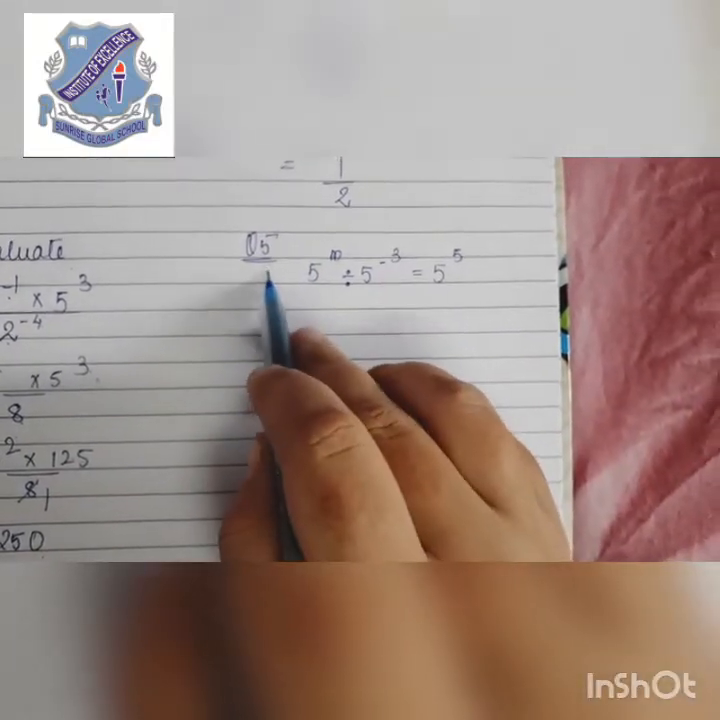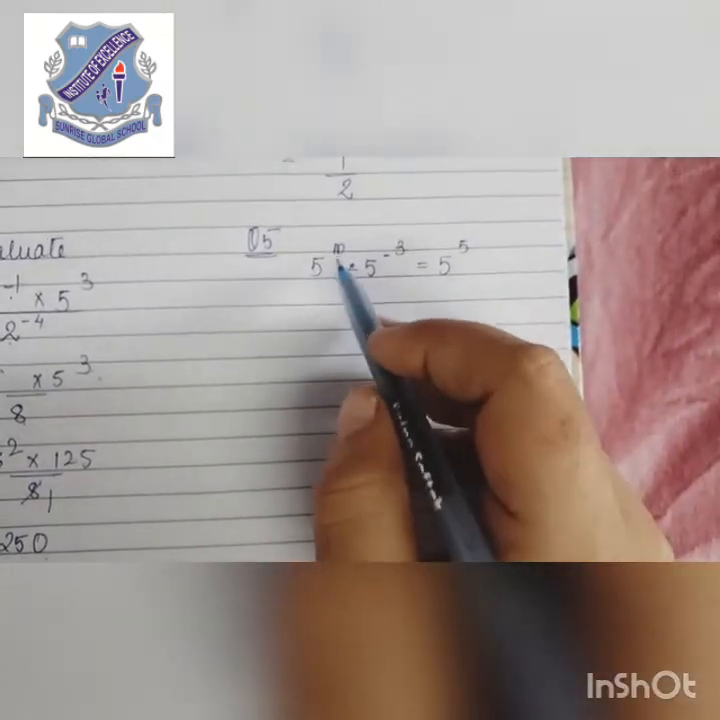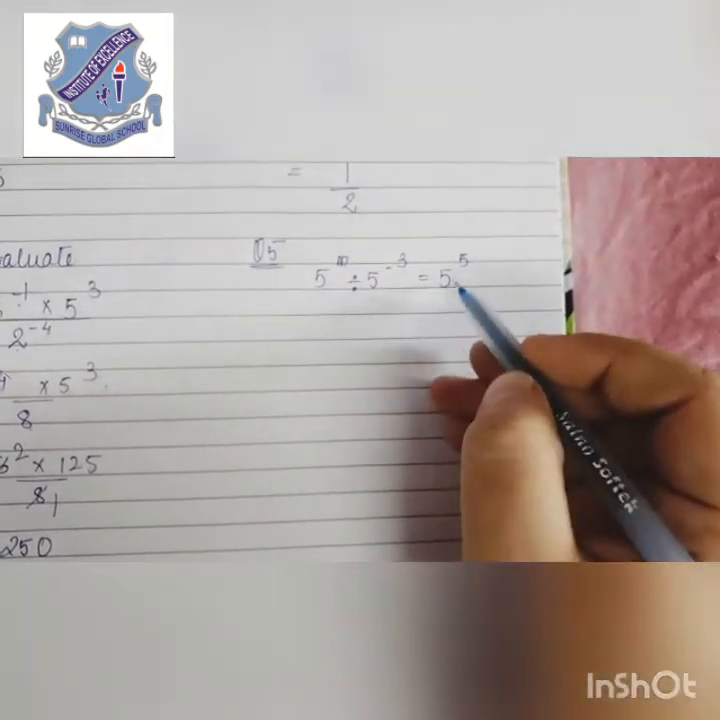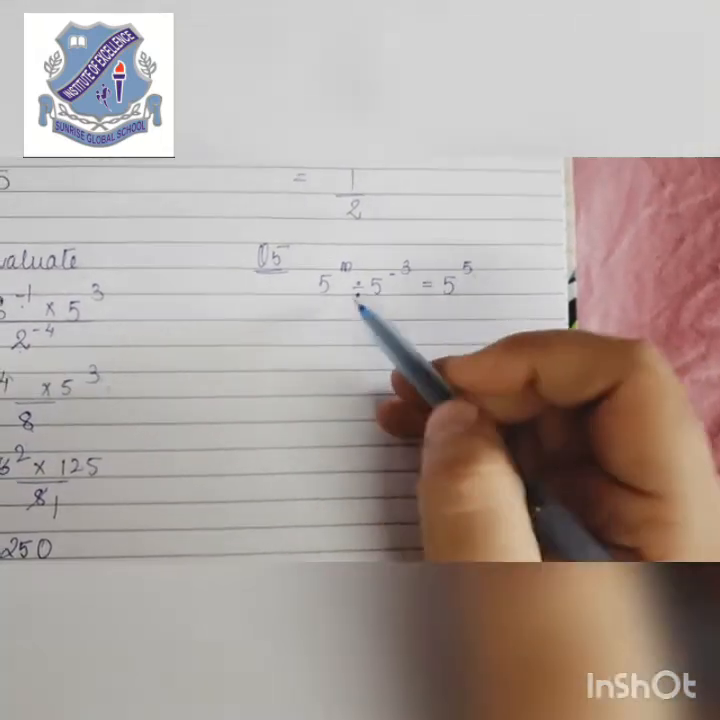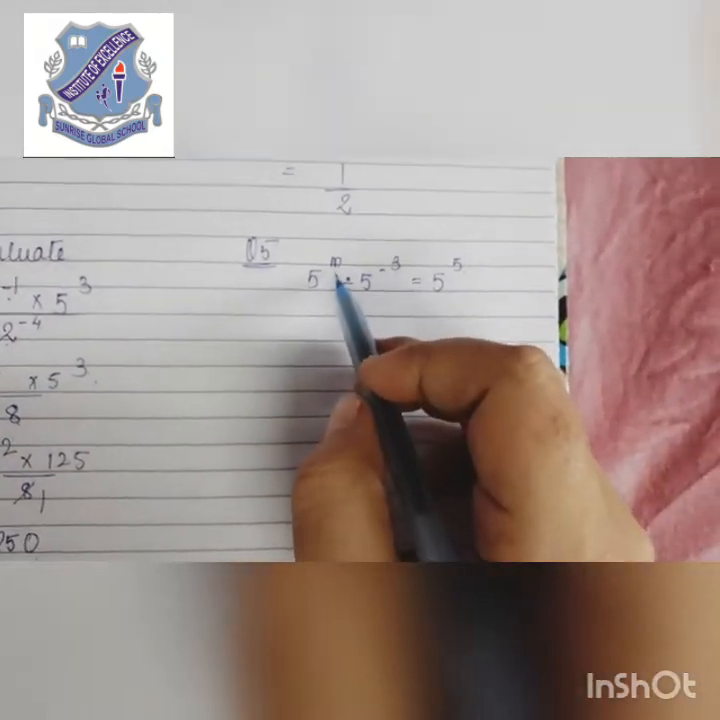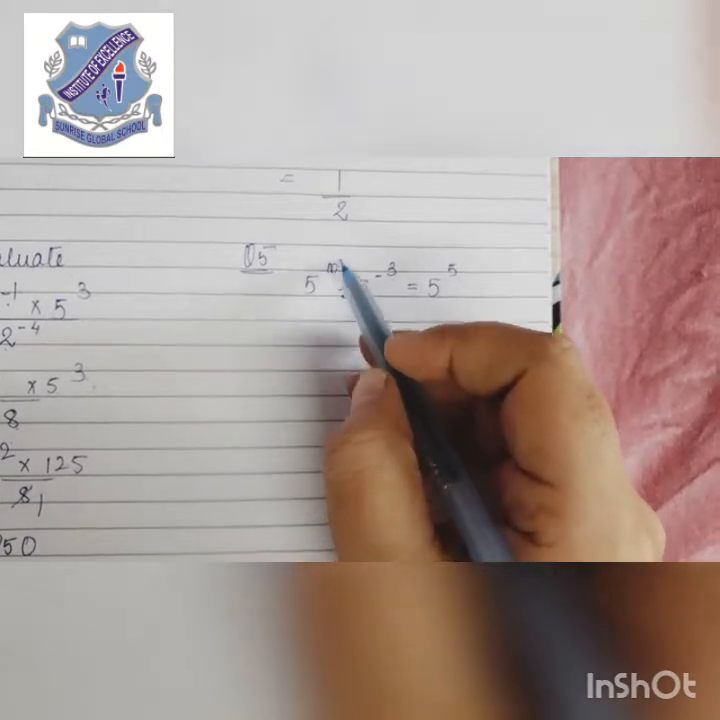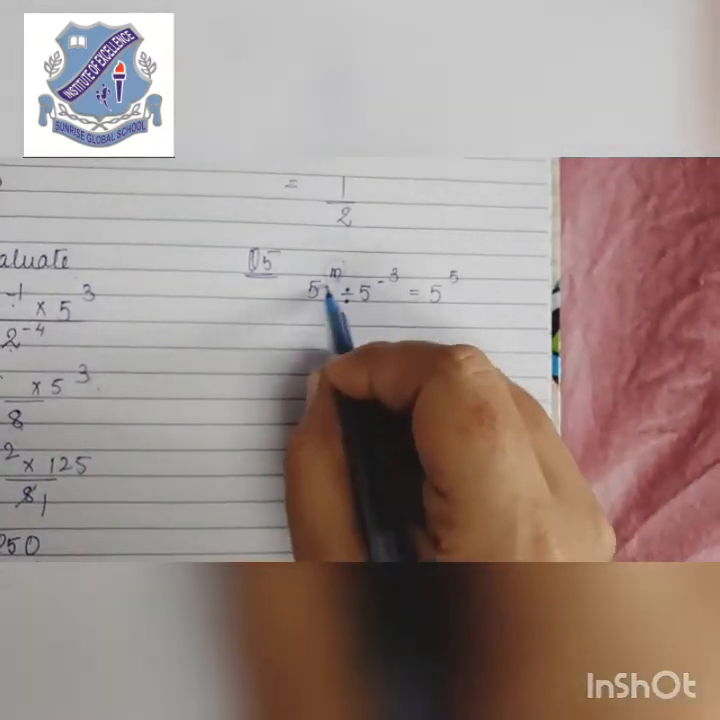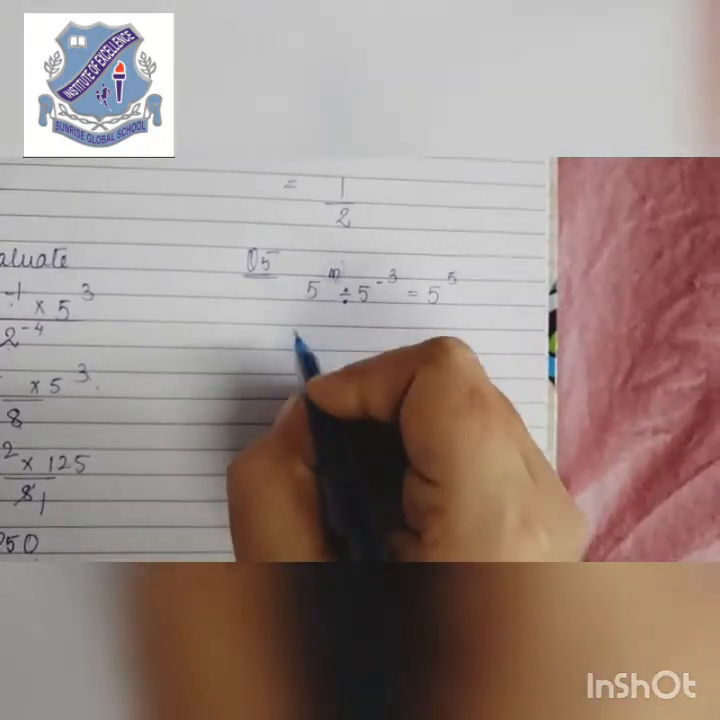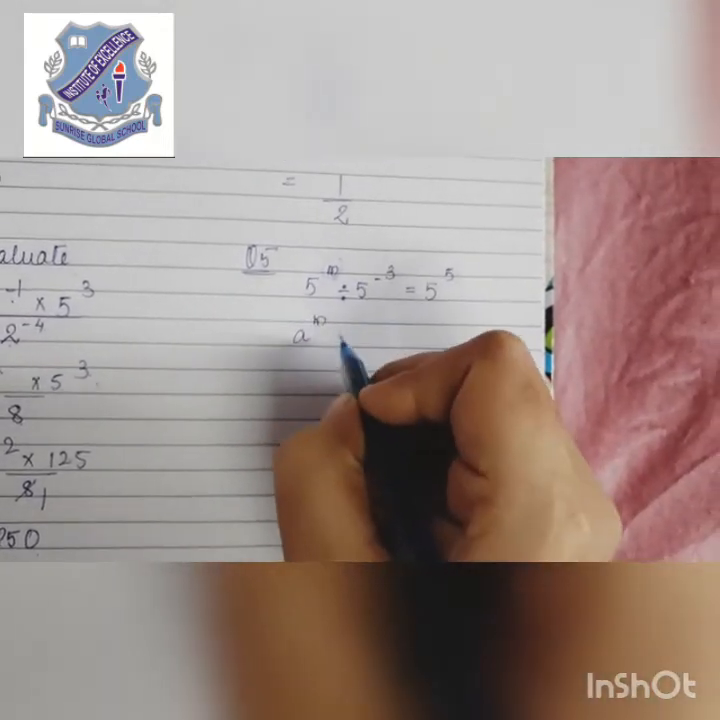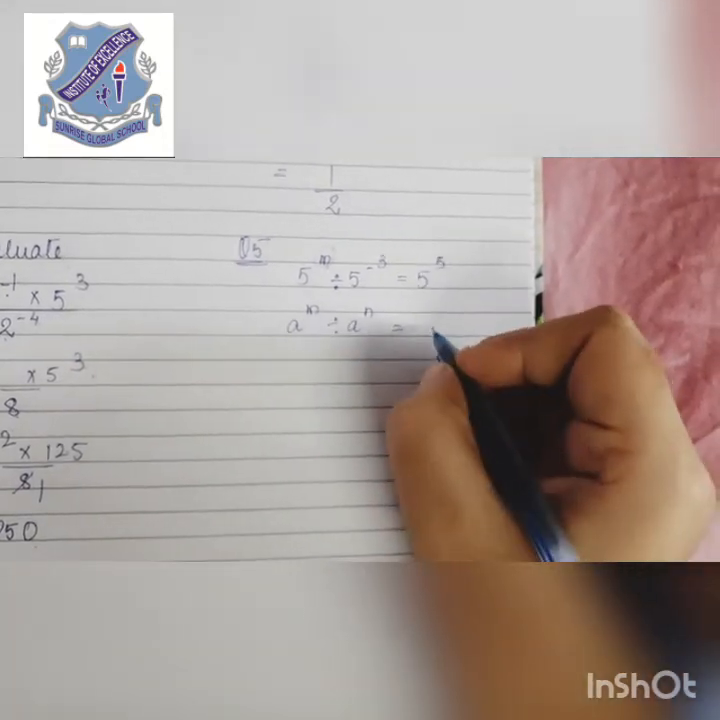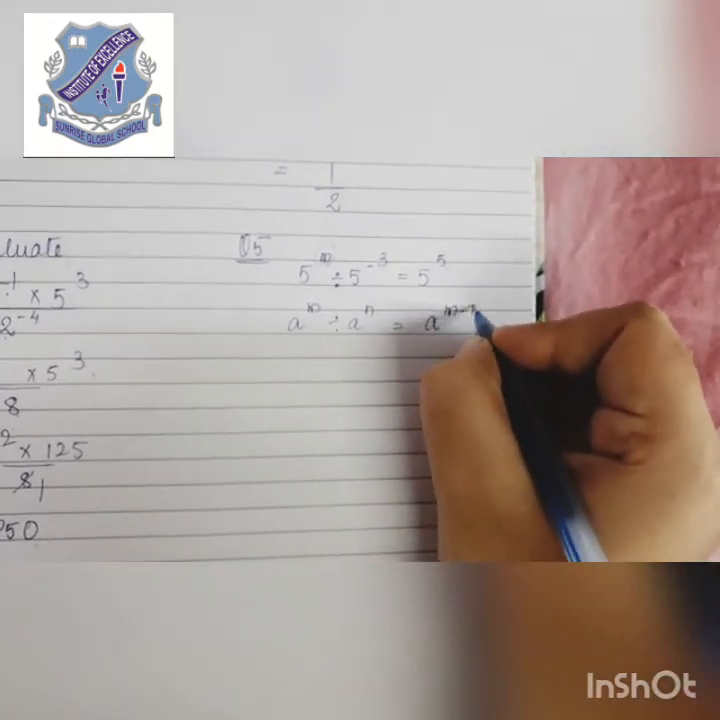Now in the question number 5, it is said that 5 raised to power m divided by 5 raised to power minus 3 is equals to 5 raised to power 5. So now in this whole equation, we have to find the power of m. What is the value of m we have to find over here. So while finding the power m, we can see over here that a raised to power m when divided by a raised to power n is equals to a raised to power m minus n.